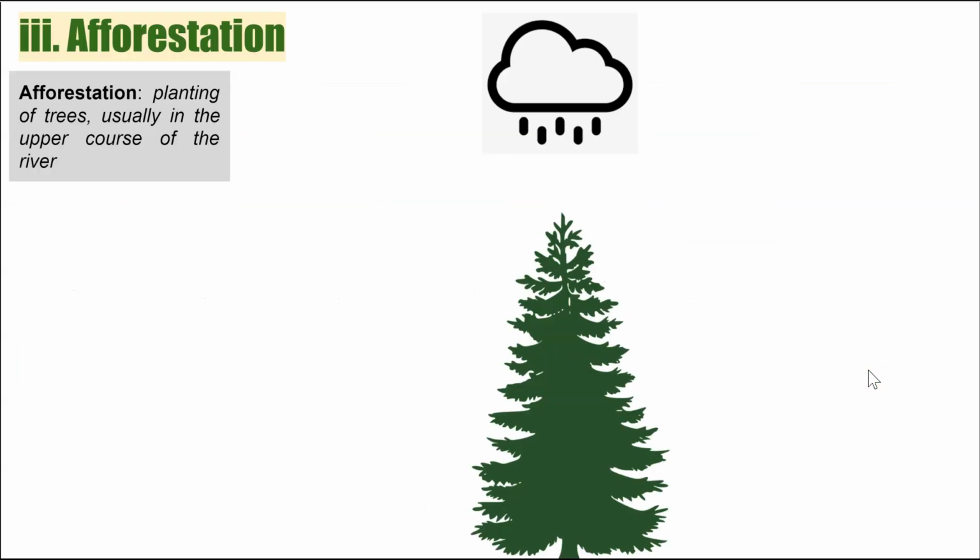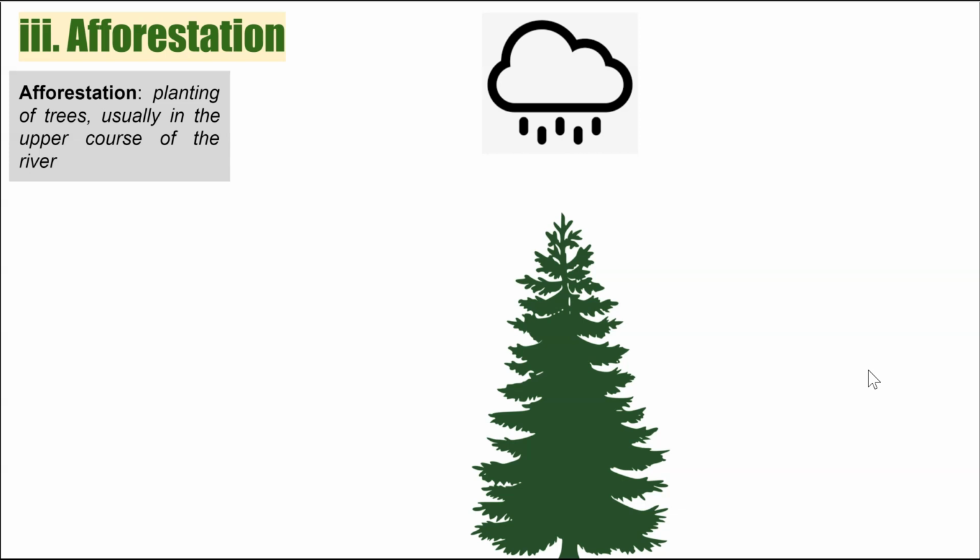Right, which brings us to the last method, which is afforestation. Two F's in the spelling of that. Afforestation is the planting of trees. It normally occurs in the upper course of the river, and this is bringing us right back to what we did at the start. How might planting trees help reduce flooding?